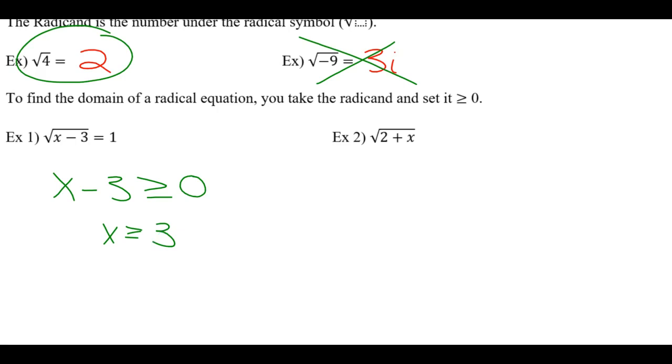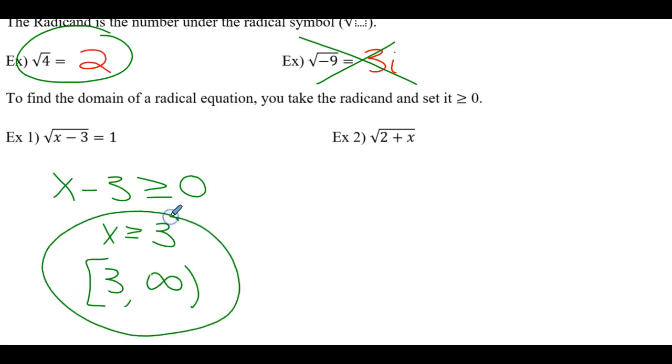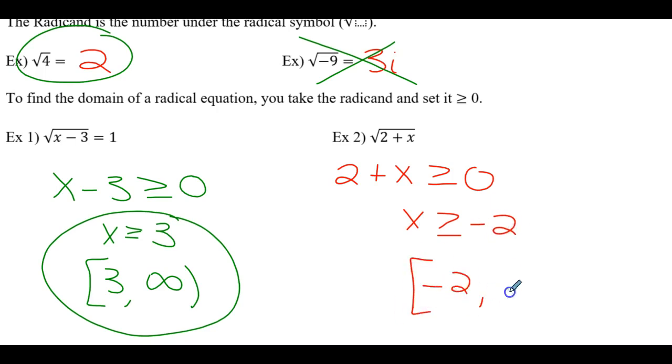And if you wanted, you could write it as interval notation. So 3 to infinity with brackets. Either of those is perfectly good. Okay, so now do example 2 on your own. Find the domain of example 2. All right, so we have 2 plus x is greater than or equal to 0. Subtract 2 over, so x has to be greater than or equal to negative 2. You could have also written that as negative 2 to infinity.